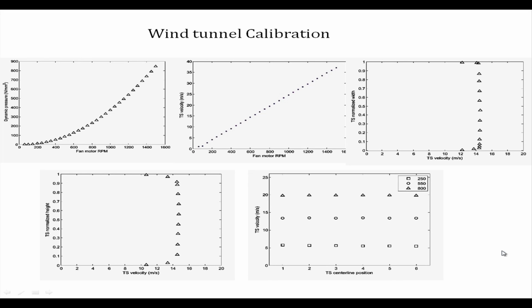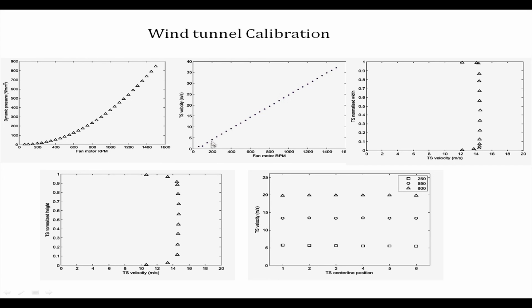So, here you see that you are looking at several things, it is not a single plot. So, you have say a fan motor RPM versus dynamic pressure, that is one of the plots, all right. So, you need to see that this is actually non-linear, and you need to explain why it is non-linear, that you should be able to explain yourself. I leave it to you to think about.